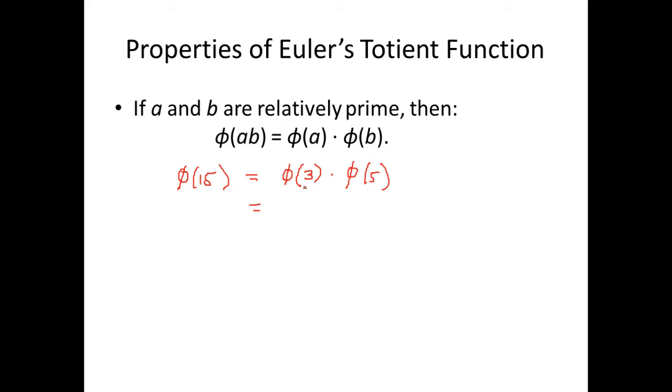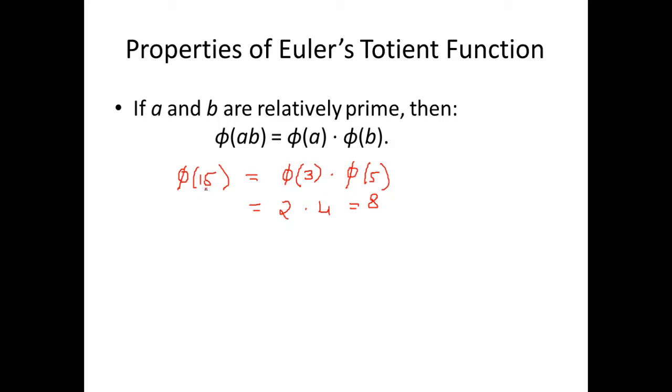So once you know this, you can very well go and substitute the first property. What is phi of a prime number? It is p minus 1. So phi of 3 is 2. According to the first property of Euler's totient function, phi of a prime number is nothing but p minus 1, so phi of 5 is 4. So we get 8.